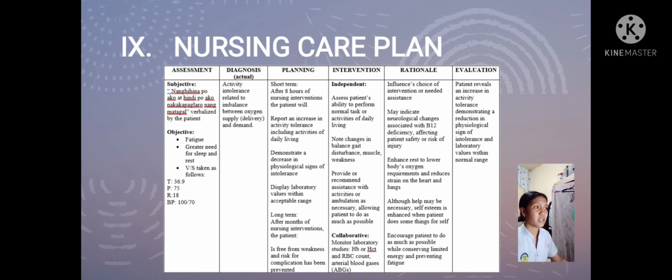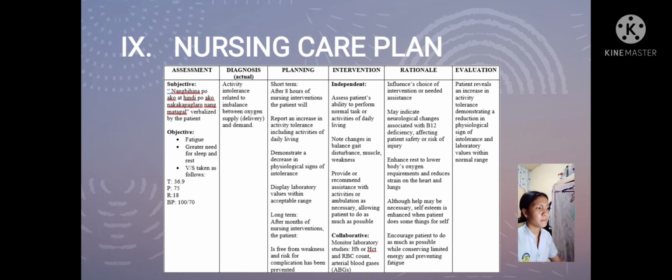So the next is rationale. Influence, choice of intervention or needed assistance. May indicate neurological changes associated with vitamin B12 deficiency affecting patient safety or risk of injury. Enhance rest to lower body oxygen requirements and reduce strain on the heart and lungs.